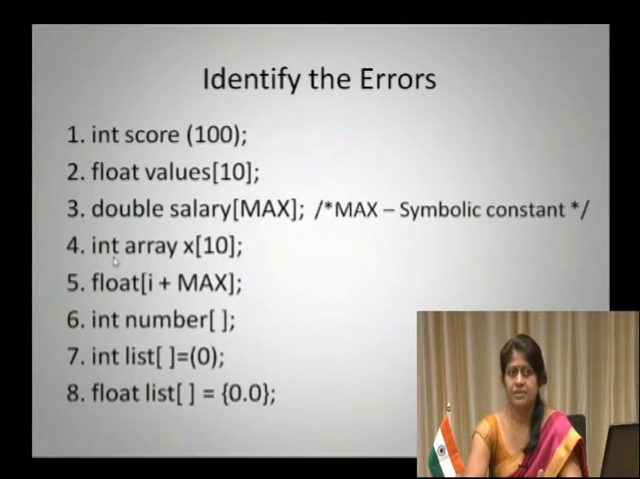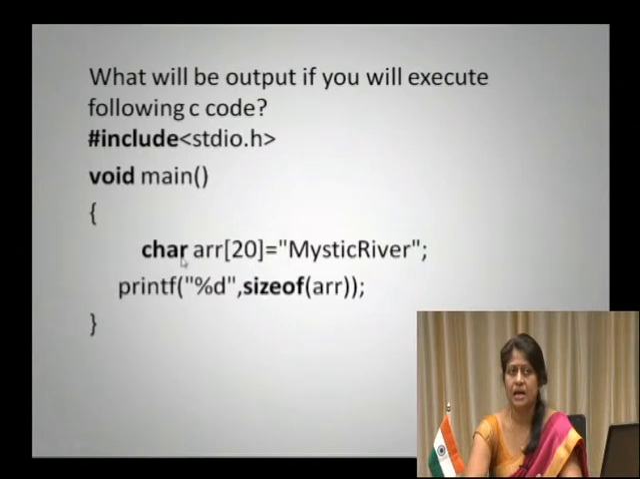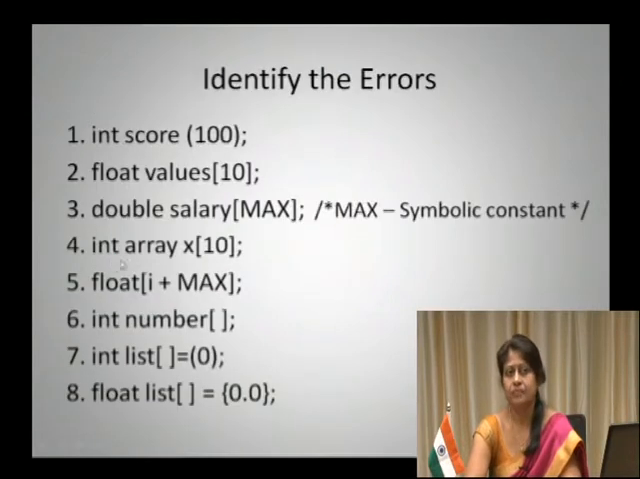Next, you have int array x of 10. Int is a data type, and then array x, that is, we have a space between array and x, which is not a valid user defined variable name. Of course the rest of this is correct, but since the array name itself does not conform to our standards, this declaration would be wrong.